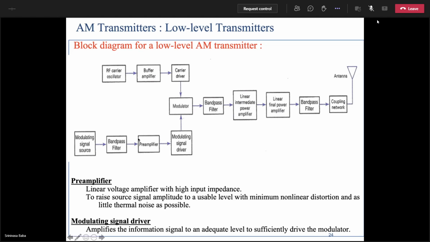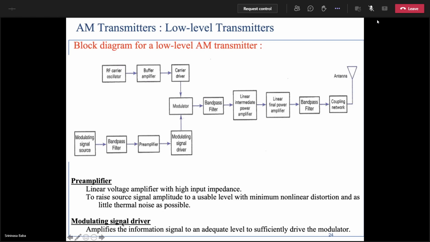So this also can be seen as a buffer amplifier. This pre-amplifier not only is a voltage amplifier, but it is also a buffer amplifier, so that if any reflections are there, the source is protected. The source signal is protected with the help of this buffer amplifier because of its high input impedance. So this is about it.